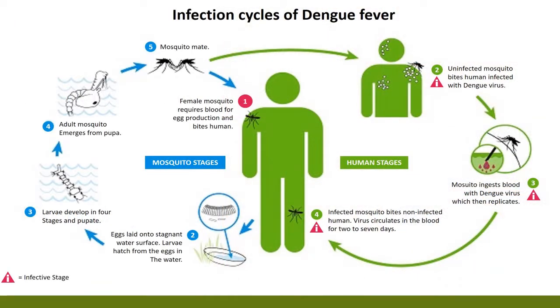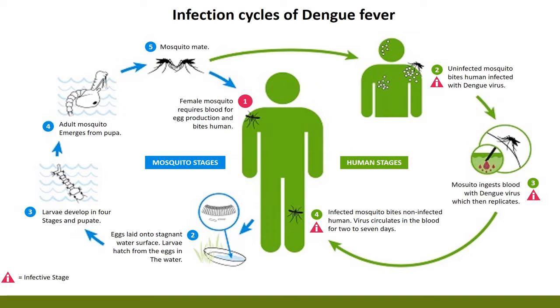And about the life cycle of the mosquito, the female mosquito requires blood for egg production. Eggs are laid onto the stagnant water surface and larvae hatch from the eggs in water. Then the larvae develop into pupae and then into adult mosquitoes.